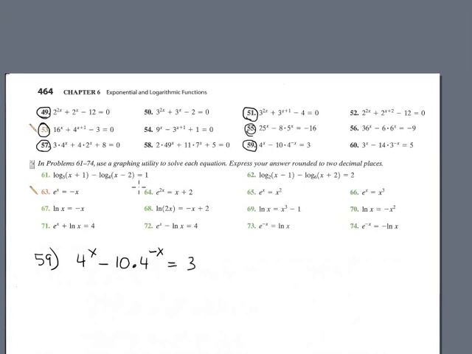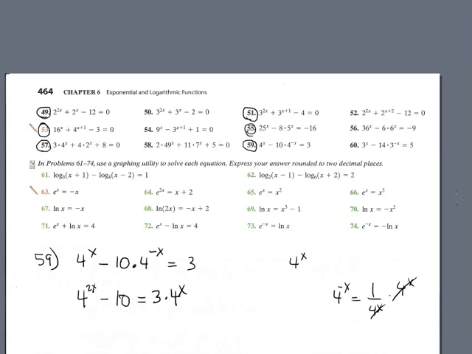Negative exponent. Okay. I don't like a negative exponent, so I multiply the entire equation by 4 to the x. Everything is multiplied by that. That is 4 raised to the 2x, because 4 to the x times 4 to the x is 4 raised to the 2x, minus just 10, because 4 to the negative x is equal to 1 over 4 to the x. When you multiply it times 4 to the x, it cancels out. This is just the coefficient in front. Equal 3 times 4 to the x.